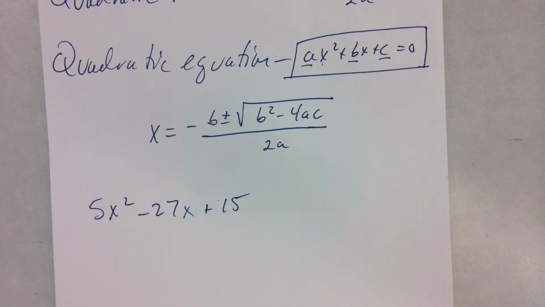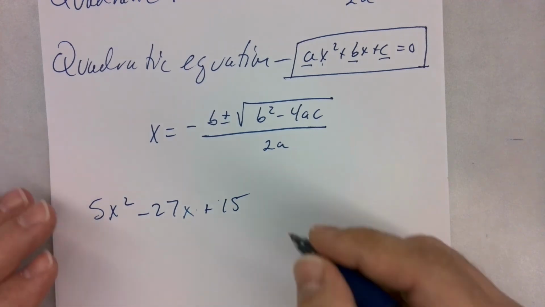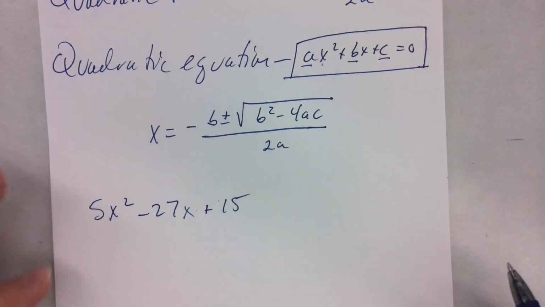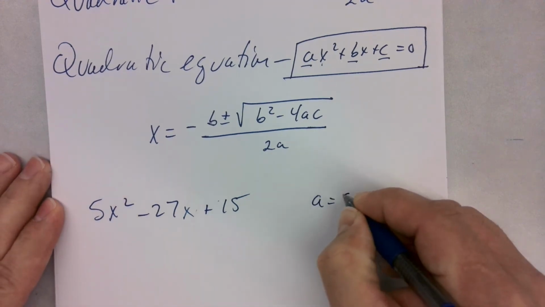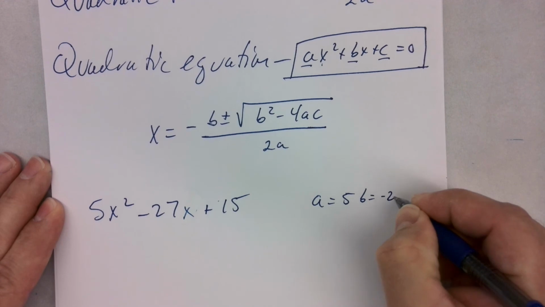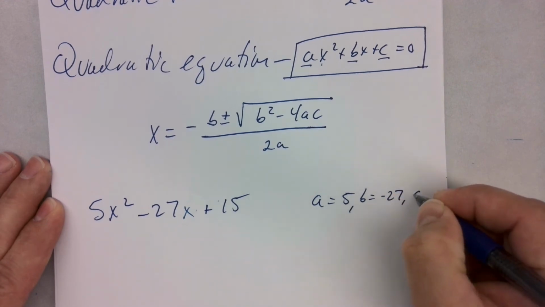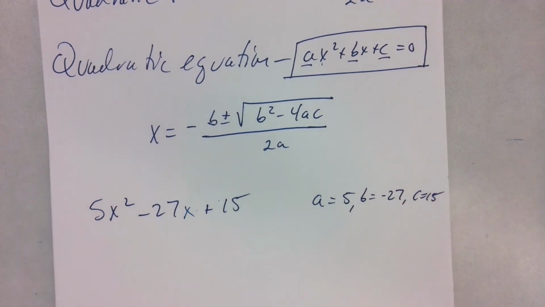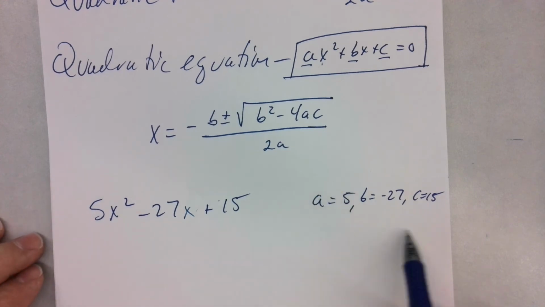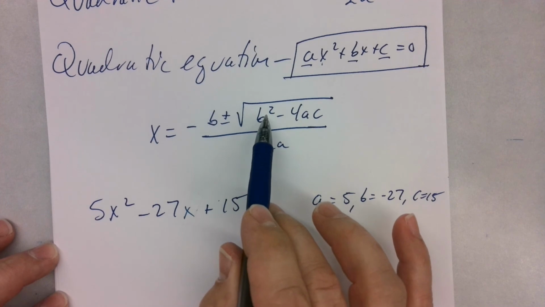Okay, now look. This is what I do. For my equation, I need 3 numbers. I need my A, I need my B, and I need my C, right? So what's my A? What's my B? And what is my C? Now look. All you have to do is substitute those values into that equation.